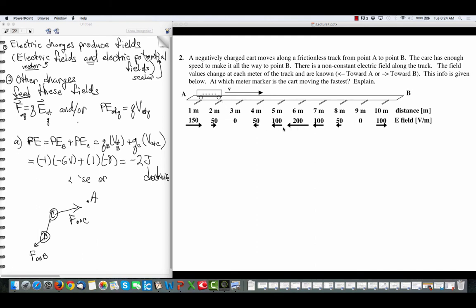Here, the electric field is to the left and getting bigger and bigger. So what does that tell you about the force? The force has to be to the right and getting bigger and bigger. So this thing is picking up speed. So it was slowing down, then it's going faster and faster and faster. Where is it going the fastest? So 8 meters, 9 meters, 6 meters.